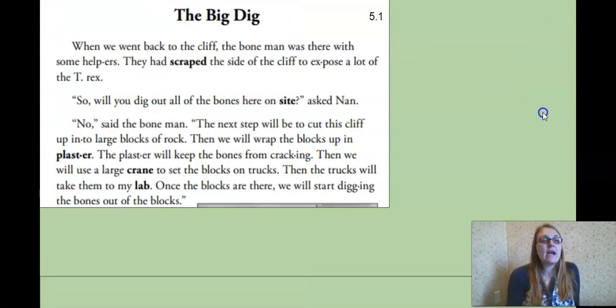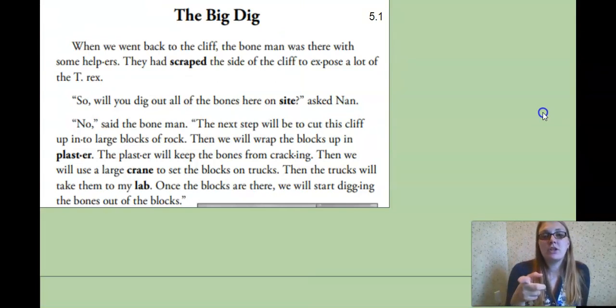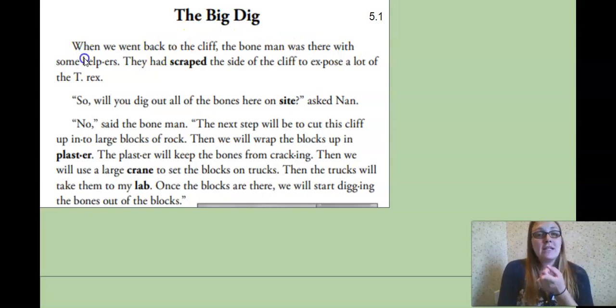Okay, time to read. As always, I will read the whole time. If I'm pointing to you, try to join with us, and you can read the whole thing as well. The Big Dig. Start off reading together. When we went back to the cliff, the Bone Man was there with some helpers. They had scraped the side of the cliff to expose a lot of the T-Rex.